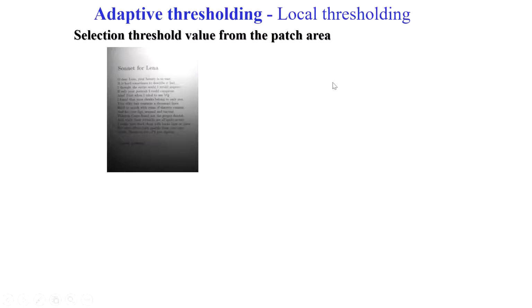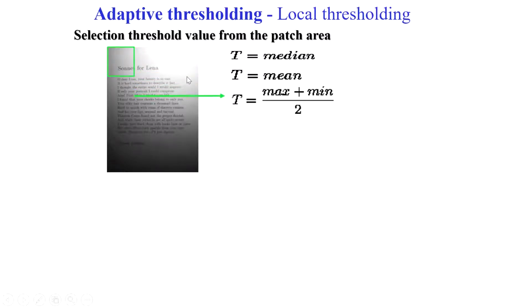For the adaptive threshold or the local thresholding method, the selection of the threshold value uses the same concept in which we introduce the kernel. For every area surrounded by the kernel, we will calculate either the mean of the whole region, the median of the whole region, or the average of the max plus min for the whole region.